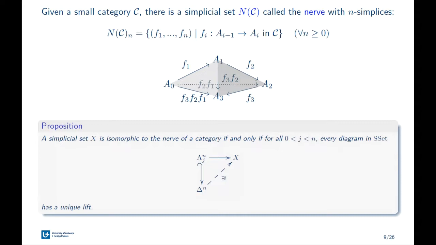This is a simplicial set, and its n-simplices are defined as follows. The set of n-simplices of my nerve here is the set of all possible sequences of composable arrows in C of length n. So I take a sequence of length n, and these morphisms should all be composable, so the target and the source should correspond in the correct way.